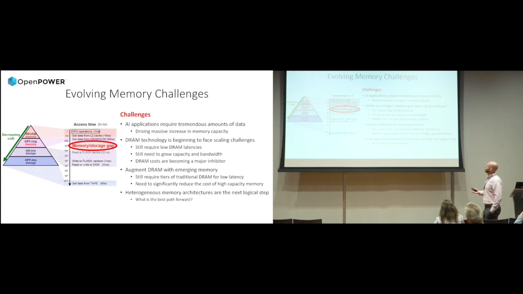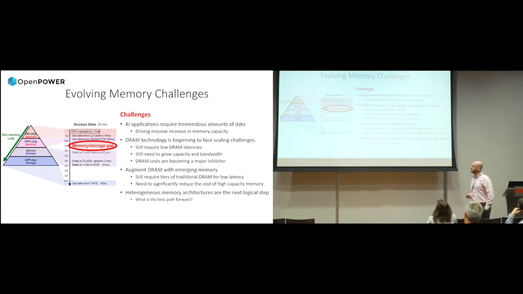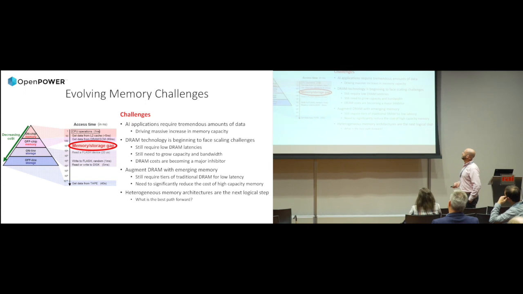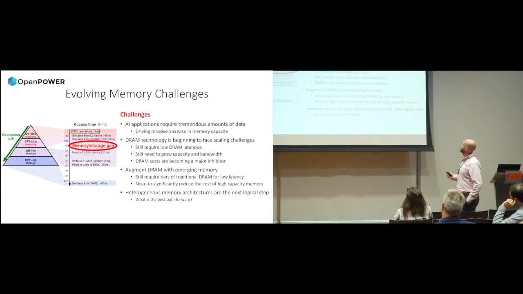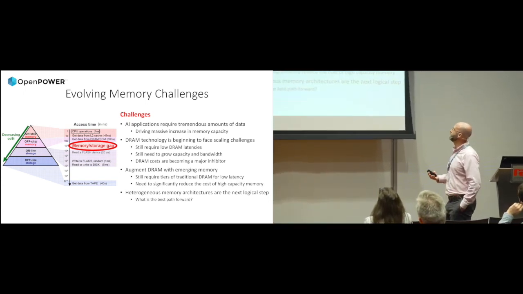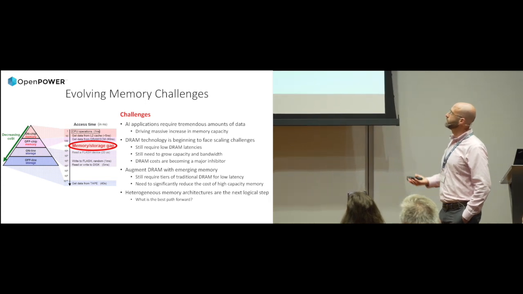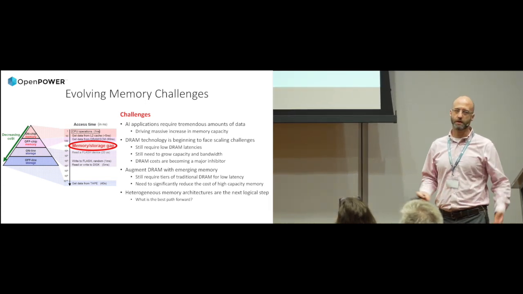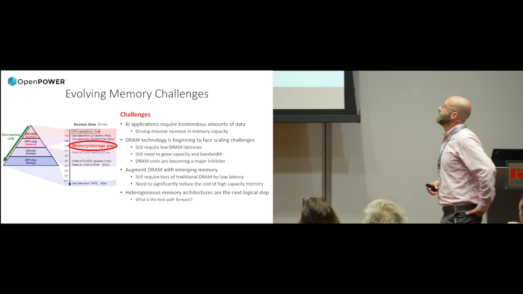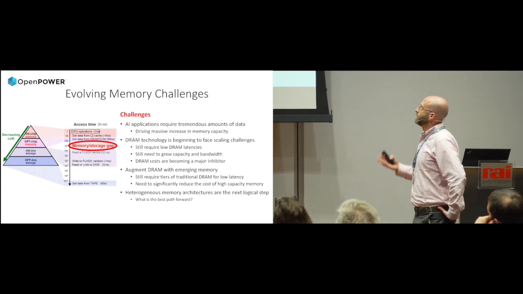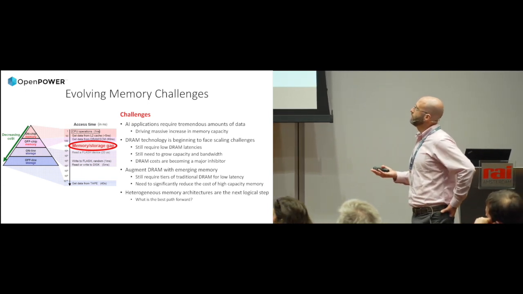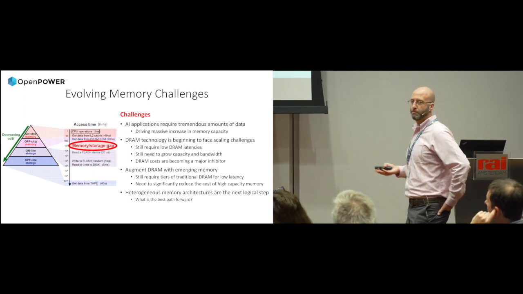So what's happening is all these AI type applications, as an example, require a tremendous amount of memory bandwidth, and it's driving a massive increase in memory capacity. So your DRAM technology is beginning to face the scaling challenges like we mentioned before, but you still require low latency DRAM devices to be attached into your system, right? So you still have to grow your capacity and bandwidth though, right? But your costs are also becoming a major inhibitor.